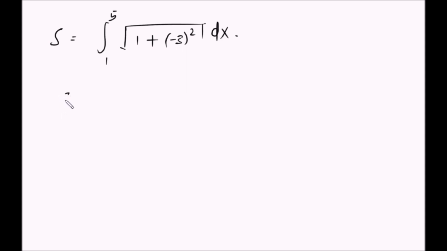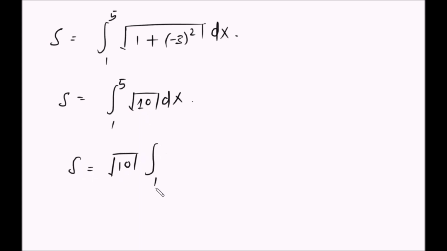So our s now, it becomes, integrate from 1 to 5, negative 3 squared is 9, 1 plus 9 is the square root of 10 with respect to x. So the square root of 10 is a constant, so you integrate the x. So when you integrate the x, you only get x. So it's the square root of 10 times x from 1 to 5.